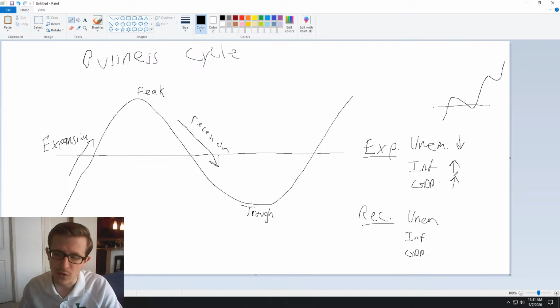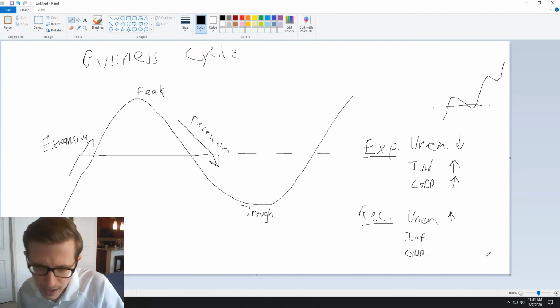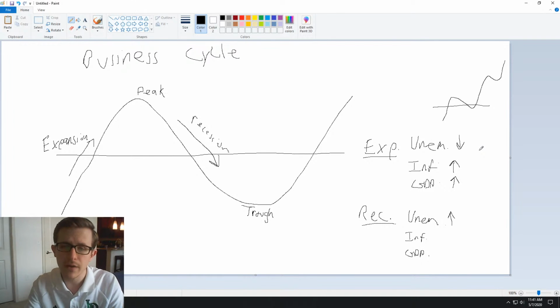Whether people's money is more or less valuable and whether or not they have a job. And then recession is, generally speaking, the bad times in the economy. The silver lining, there is a silver lining to recession, though, which we'll see here in a second. So for recession and expansion, it's going to be the opposite here. So unemployment is going to be going up, meaning that less people have jobs and want jobs.